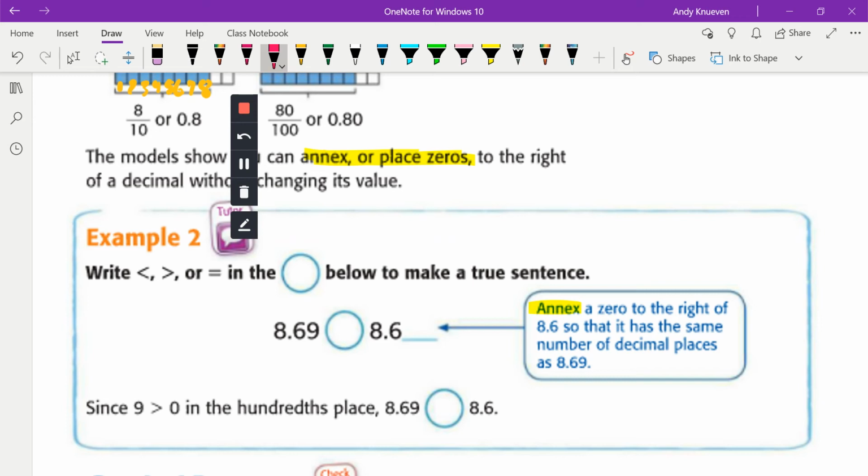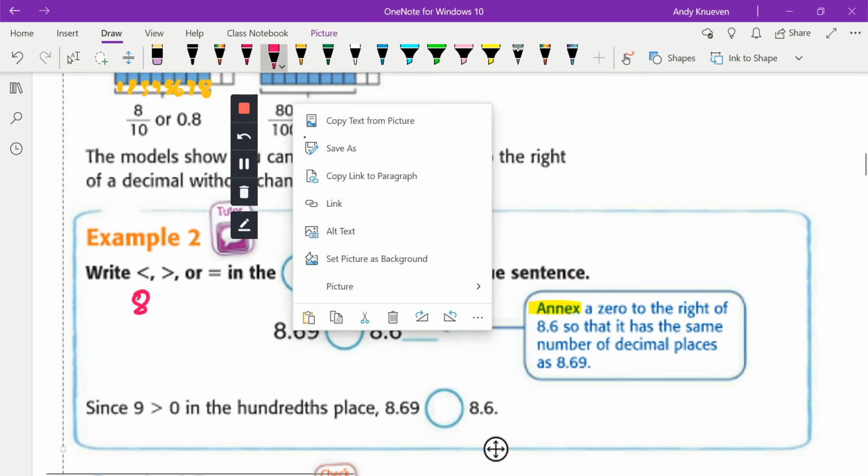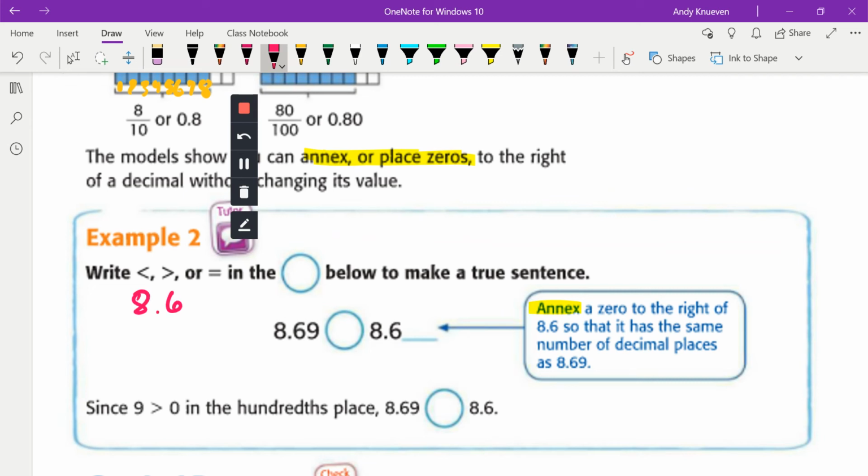So if we're looking at our number sentence of 8.69, 8 and 69 hundredths, how does that compare to 8 and 6 tenths? Well, I think that we could figure this one out by just comparing it, but to ensure that we have it right, let's write out our number and say 8.69, 8 and 69 hundredths compared to 8 and 6 tenths. Well, the directions just said we need to annex a 0. So let's annex that 0.